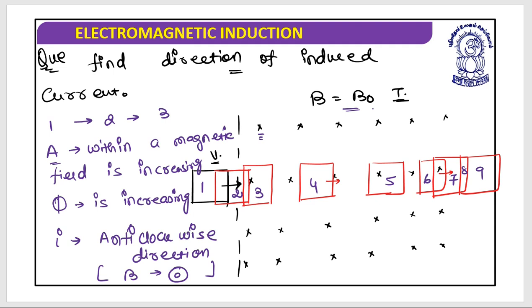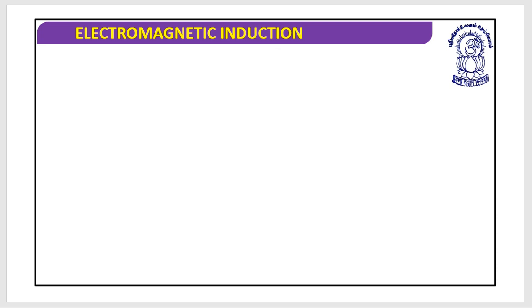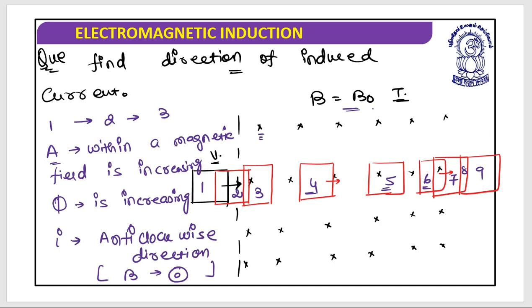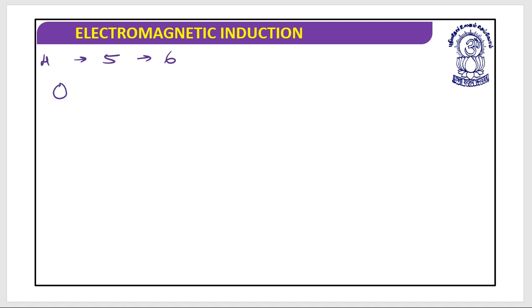Is it clear? Now let's look at situations 4, 5 and 6. Let's observe this very carefully, 4 to 5 and 5 to 6. In situation 4, the complete area was in the magnetic field. In situation 5, the complete area is in the magnetic field. In situation 6, again the complete area is within the magnetic field. So what I understand is that for 4, 5 and 6, flux is constant.